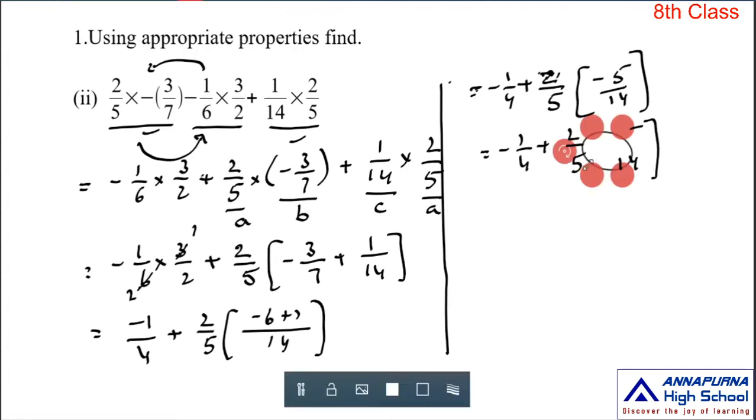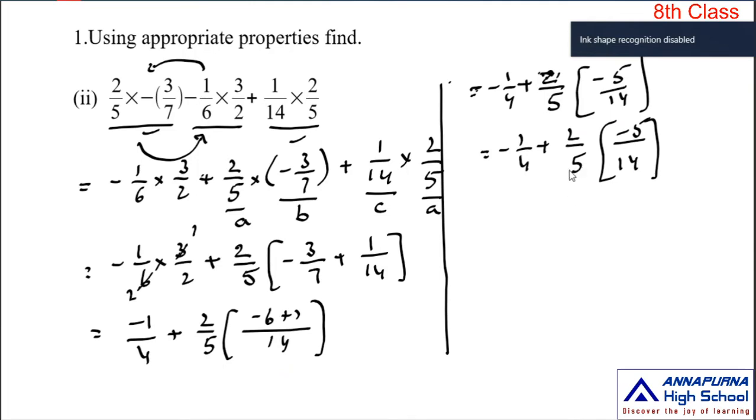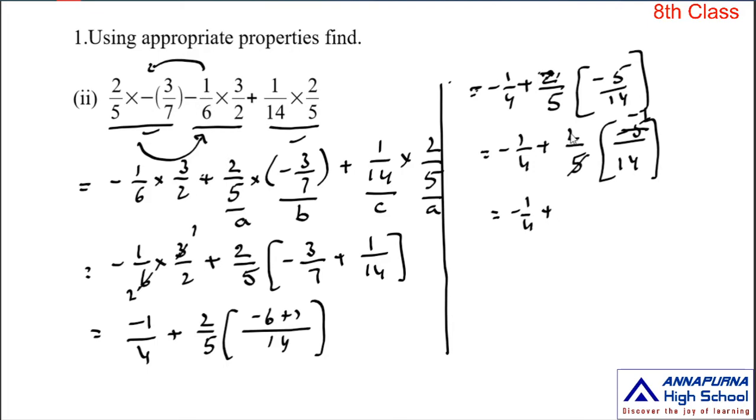Okay, it is not clear, that's why I am writing again. So minus 1 by 4 plus 2 by 5 into minus 5 by 14. The 5 and 5 cancel. So it is equal to minus 1 by 4 plus 2 into minus 1 by 14. And we can write this minus 2 by 14 as minus 1 by 7. So minus 1 by 4 minus 1 by 7.